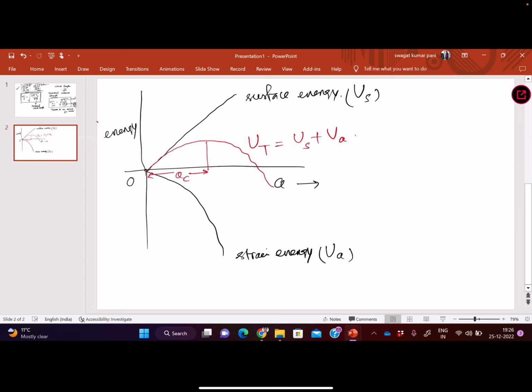So the resultant curve will be like this, where this is the critical point. When the crack length is below a_c, there will be incremental crack growth. When a is equal to a_c, catastrophic failure.